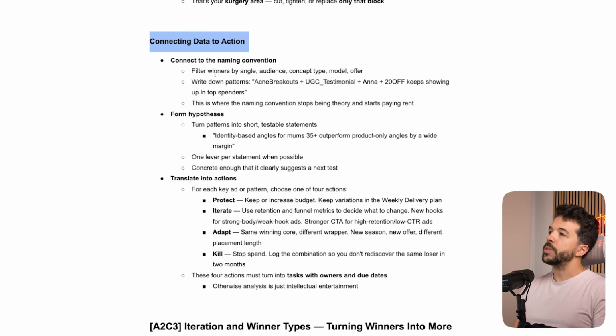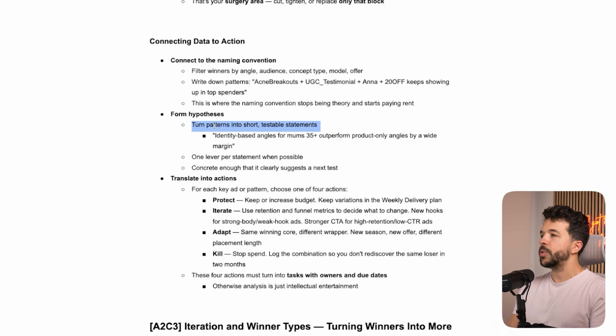So what you want to do is connect to the naming convention, filter winners by angle, audience, concept type, model, offer, and so on. And this is where the naming convention stops being theory and starts paying the rent. Then you want to form your own hypothesis. You want to turn patterns into short, testable statements. Identity-based angles for moms, 35 plus outperformed product-only angles by a wide margin. One lever per statement when possible, and concrete enough that it clearly suggests a next test.